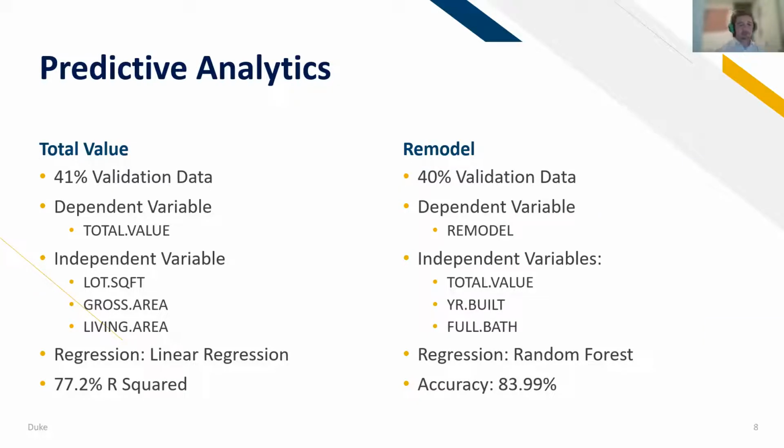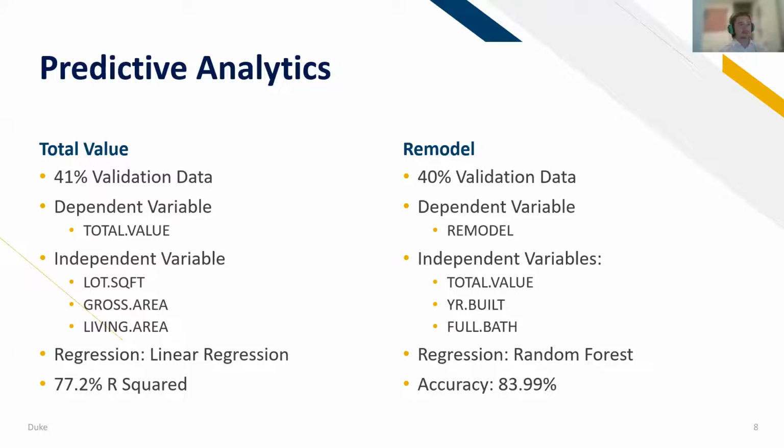Starting with total value, I decided to go with 41% validation data, using the dependent variable of total value and independent variables of lot square feet, gross area, and living area, because in the first couple slides, we talked about these independent variables that really correlate with these dependent variables. The regression technique that I used was linear regression, and I was able to get a 77.2% R squared value, which is above the 75% that I was looking for.